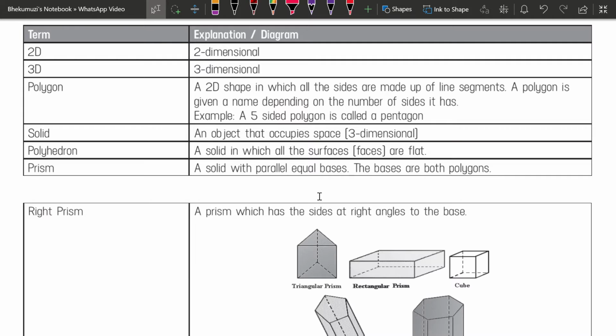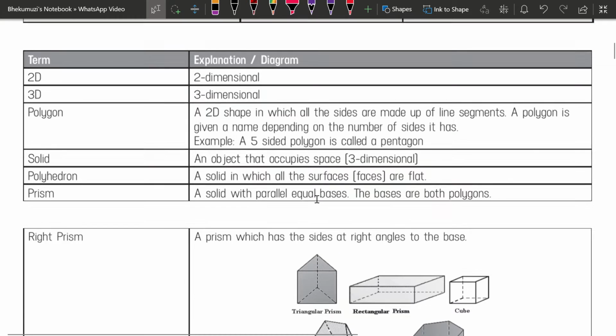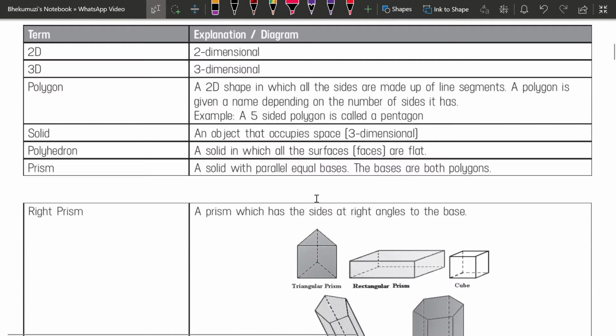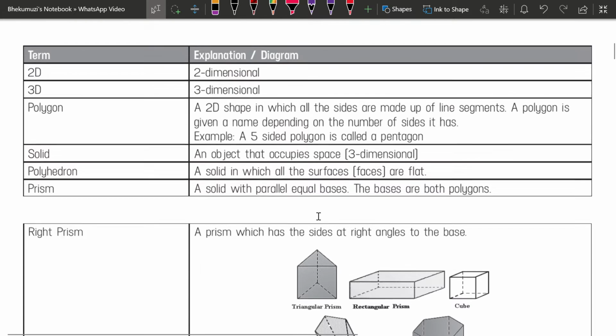And when we talk about a polygon, it is a 2D shape in which all the sides are made up of line segments, right? And then we talk about a solid, and it's an object that occupies space in three dimensions, right? And also, when we talk about a polyhedron, it's a solid in which all the surfaces, or the faces, are flat. And then when we talk about a prism, it's a solid with parallel equal bases. The bases are both polygons, meaning they have sides that are made up of line segments.